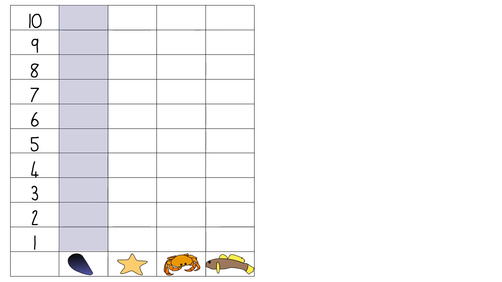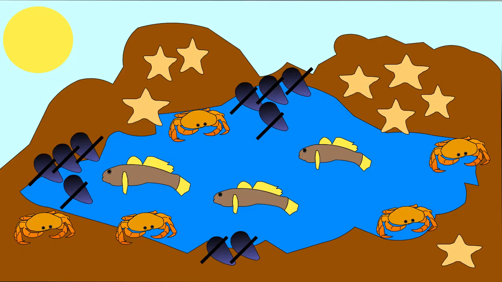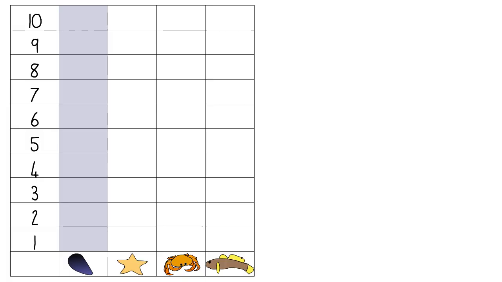Next, we are going to count the starfish. Count the starfish with me. 1, 2, 3, 4, 5, 6, 7, 8. There are 8 starfish. Now we must color 8 blocks above the starfish.